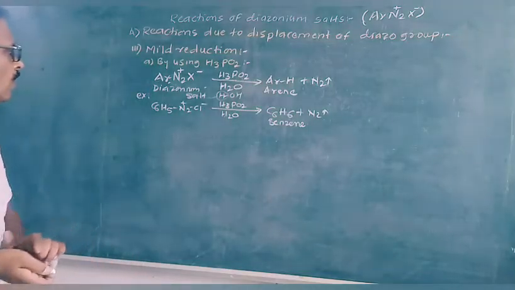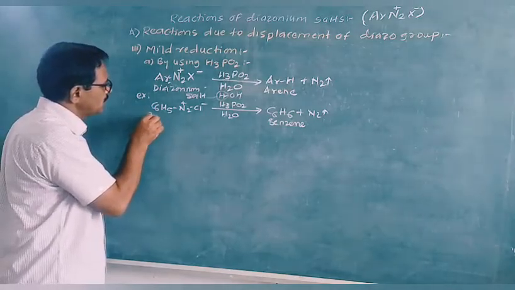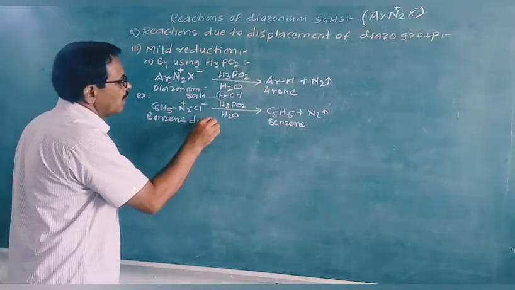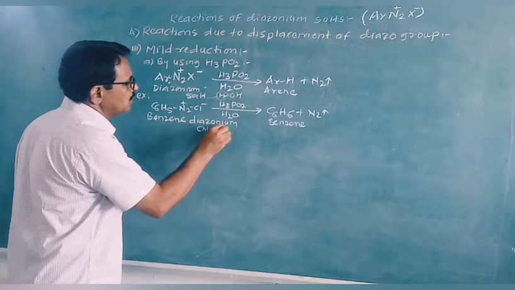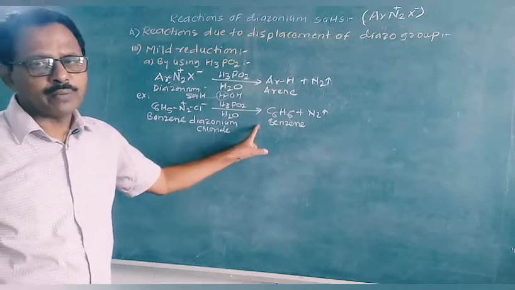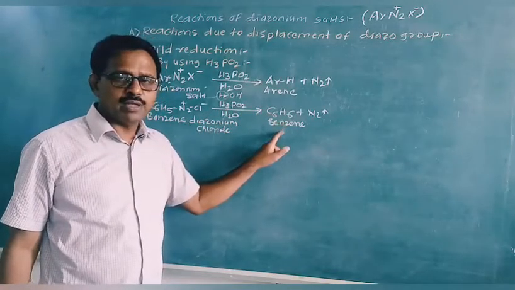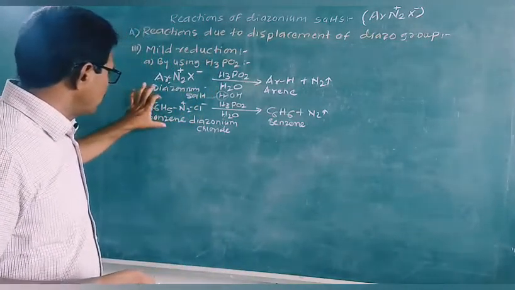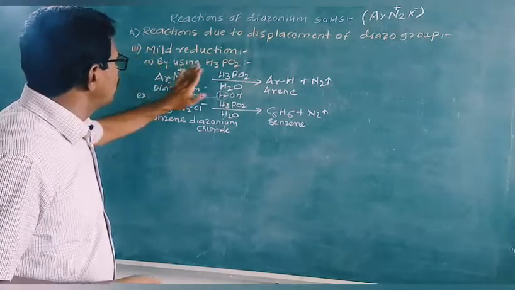How will you convert benzene diazonium chloride into benzene? The name of this compound is benzene diazonium chloride. Diazonium chloride is reduced by using H3PO2 and water, H2O. Then benzene is obtained. Such type of question may be asked. Then you have to write this reaction. Now it is mild reduction by using H3PO2.